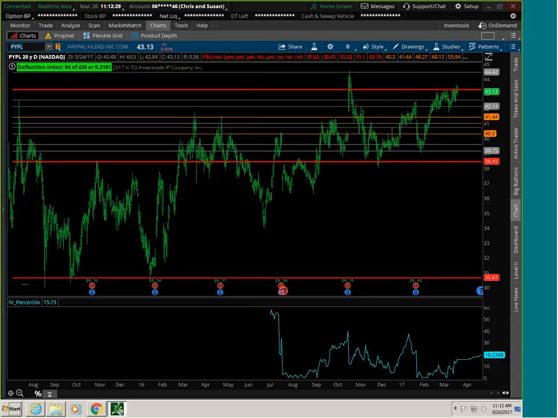The fundamentals look good. I believe it's a medical device company. So I added it. Look at this. Estimated 51 cents, they made $3.97. Huge. Estimated 41, made 52. So don't jump into this one. Wait for it to pull back, but keep an eye on it.